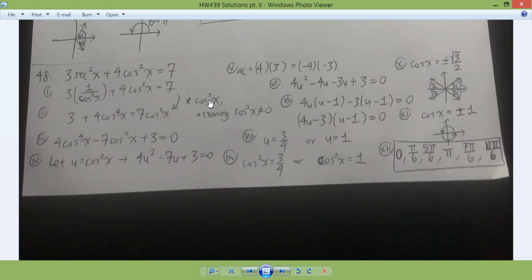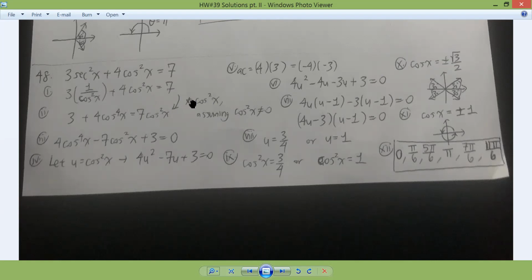So you have to be careful here. You have to assume that cosine squared x is not equal to 0, because if you multiply a false equation by 0, let's say you have 1 equals 2, and you multiply both sides by 0, you get 0 equals 0. But you know that the original is not true. So here we have to assume that cosine squared x is not equal to 0. So this will be another case in which you have to check for extraneous solutions, okay?